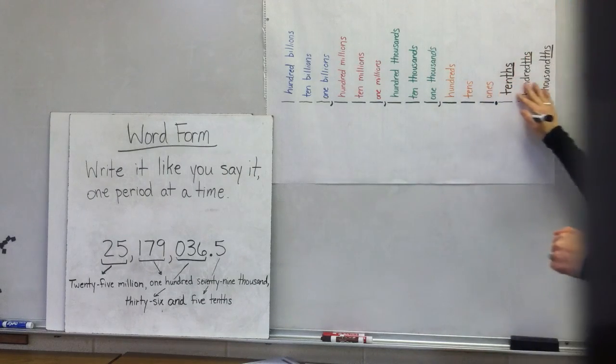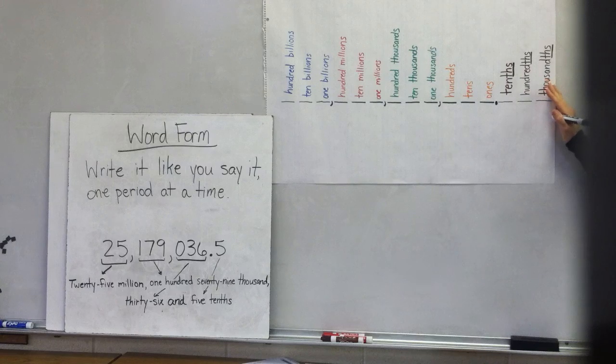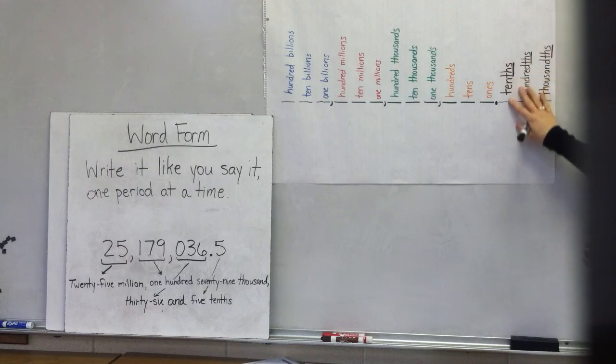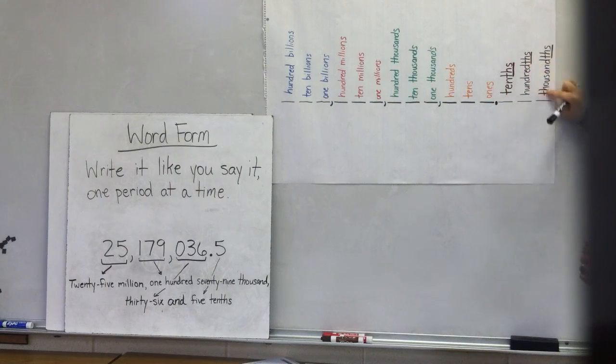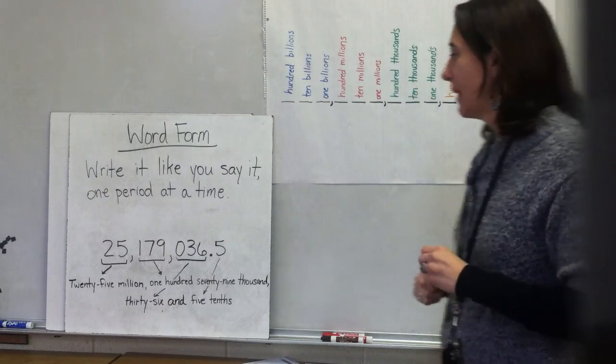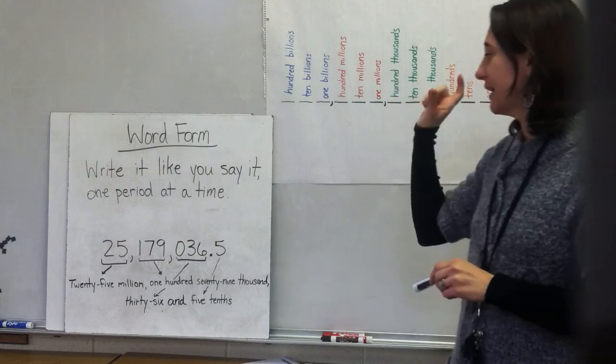And then over here to the right of the decimal, we have our parts of a whole. So we have tenths, hundredths, and thousandths. This is a little bit different. We'll talk about this in just a second. All right, so let's take a look. We're saying it one period at a time.